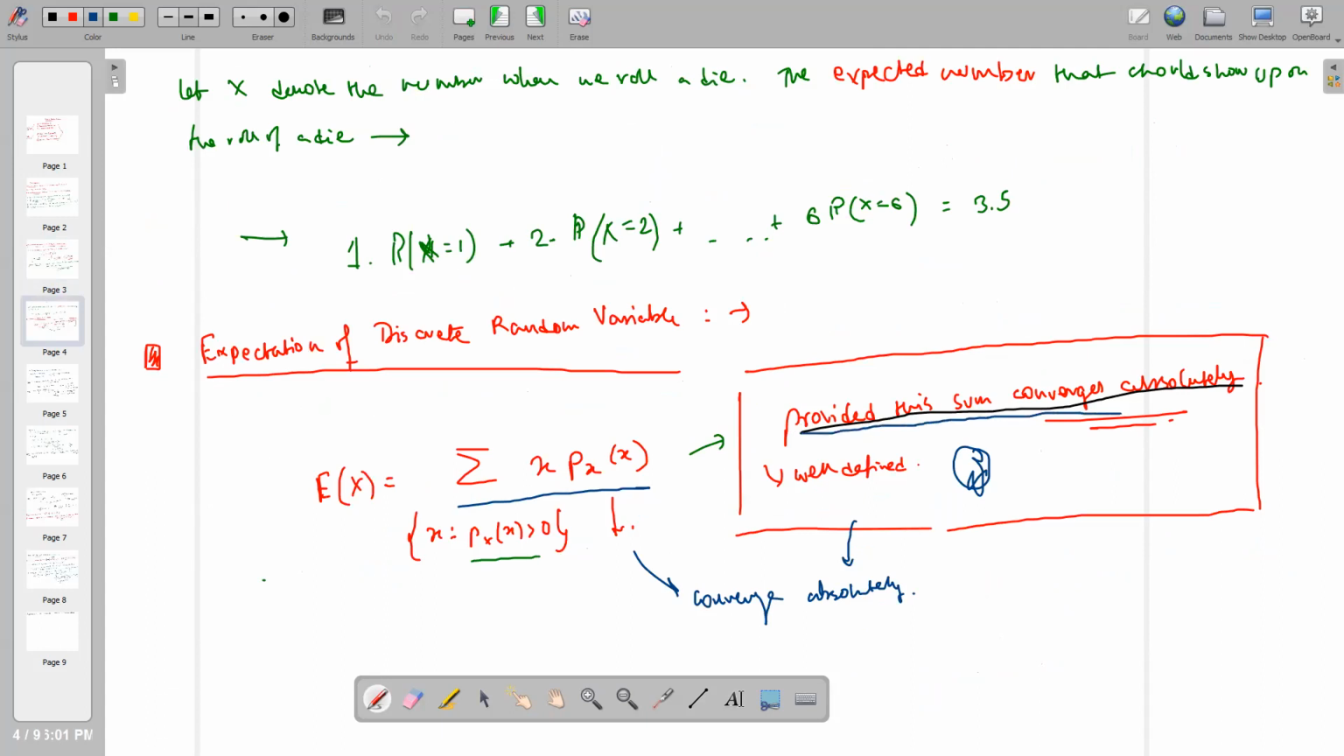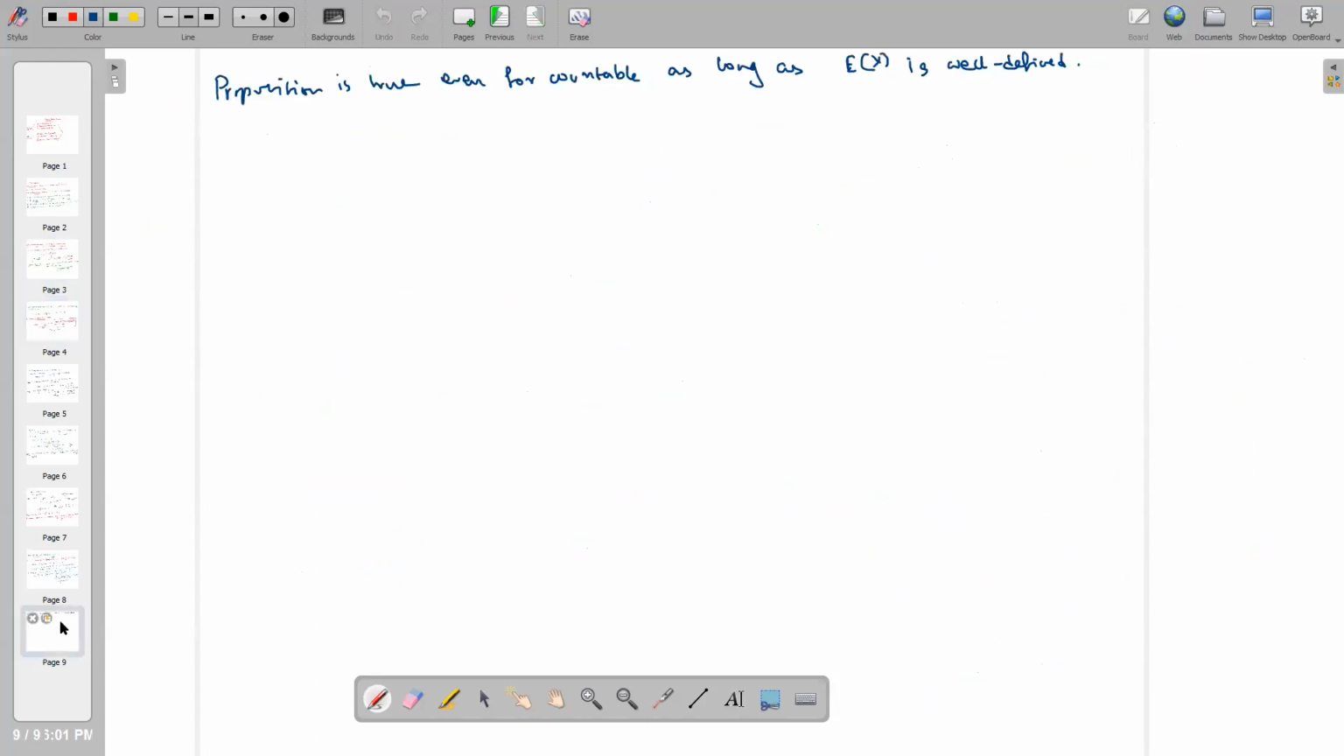That provided that this sum converges absolutely. Due to this condition that this sum converges absolutely, we need this identity because this is well defined. So we have absolute convergence. Now just look at this summation, i running from 1 to infinity, xi times probability of X equal to xi, equal to summation over omega element of S.